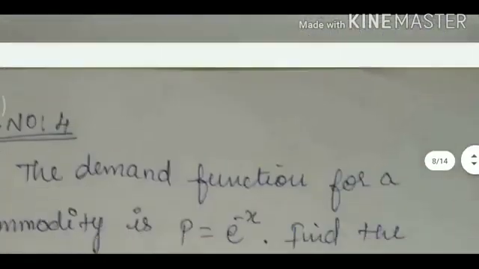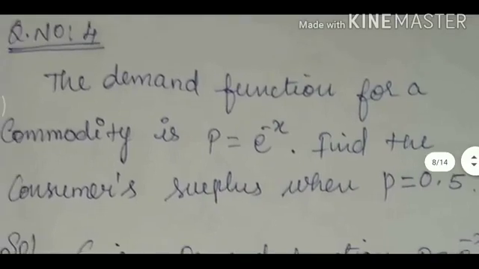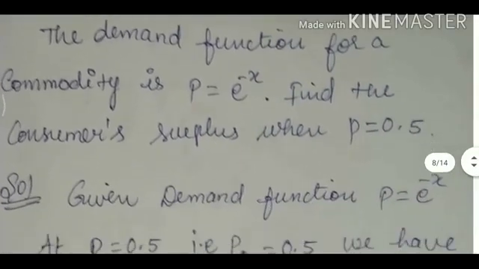The next question is question number 4. The demand function for a commodity is P equal to e power minus x. Find the consumer surplus when P equal to 0.5. Here also we are finding the consumer surplus. In this question it is given P naught equal to 0.5. So for the demand function P equal to e power minus x, at P equal to 0.5, it means P naught equal to 0.5.